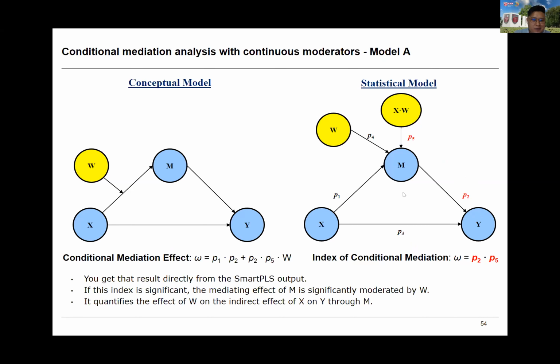And the good thing about SmartPLS is that if you want to do model A, you can get this result directly from the SmartPLS output, which means you can do a conditional mediation for model A in SmartPLS, right? You can get this output. And if this index is significant, then there's a conditional mediation effect. Simple as that. Now, let us move on to the next example.